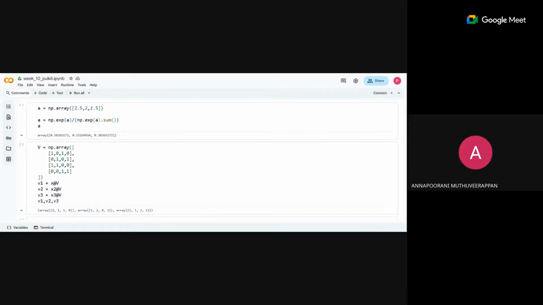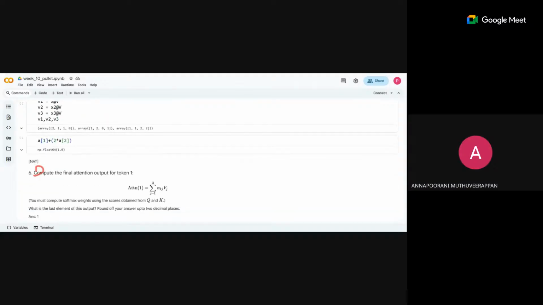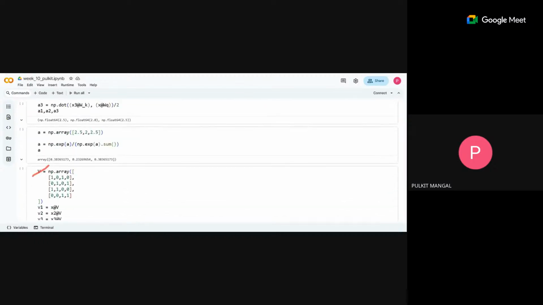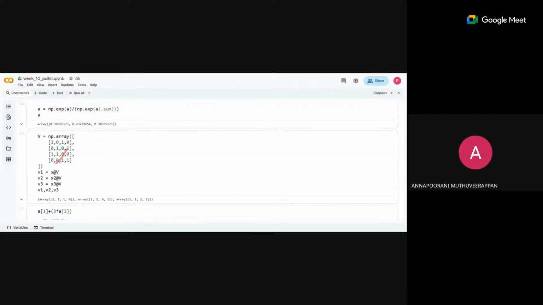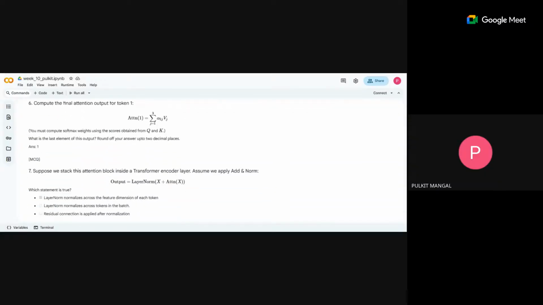Now you are going to get the value vectors v1, v2, v3 by multiplying your x1, x2, and x3 by the WV matrix. Now what you are going to do here is alpha 1 1 times v1 plus alpha 1 2 times v2 plus alpha 1 3 times v3. Finally it would be a vector of size 4, correct.